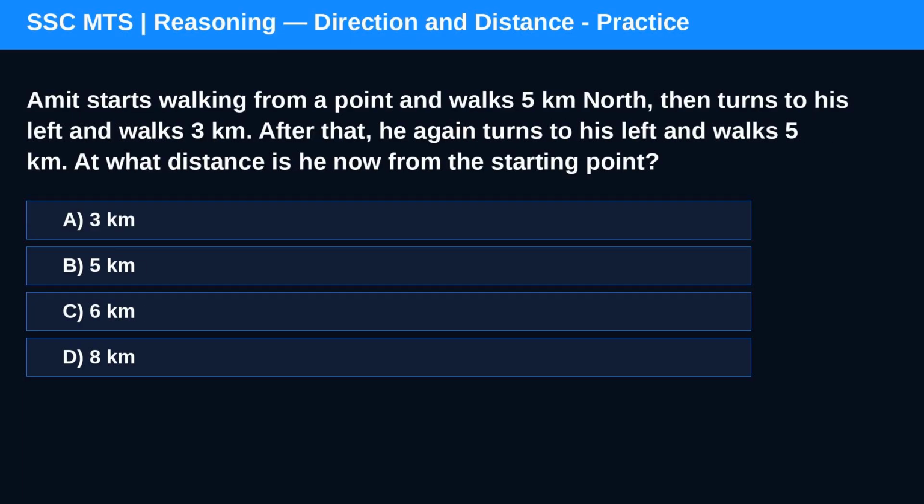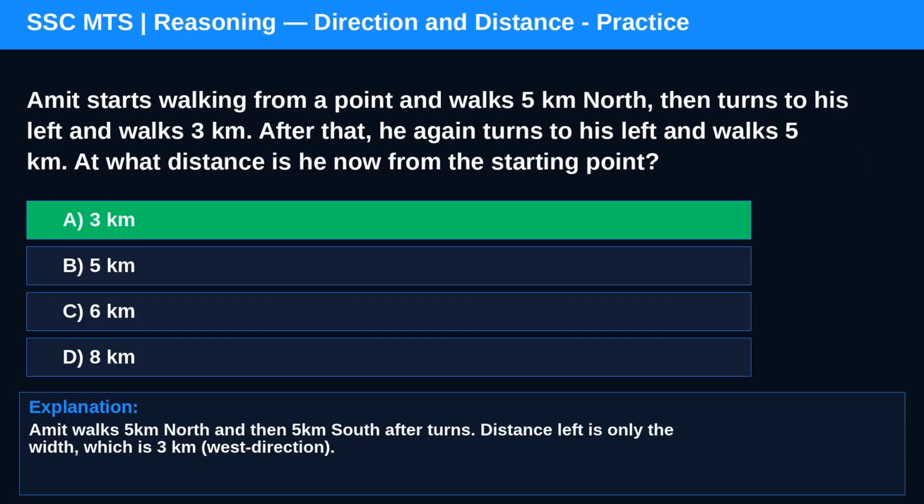Question 8. Amit starts walking from a point and walks 5 km north, then turns to his left and walks 3 km. After that, he again turns to his left and walks 5 km. At what distance is he now from the starting point? Option A 3 km, option B 5 km.